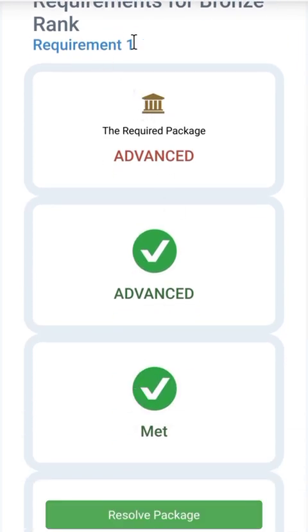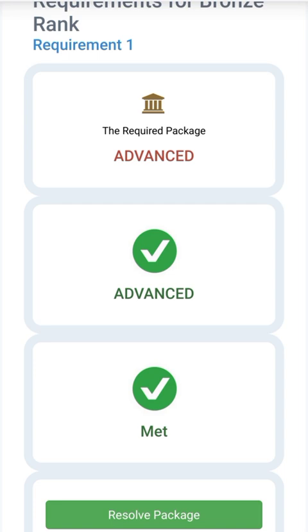Checking requirement one, for you to qualify for bronze, of course, I mentioned it in module 6 under Multistream Super Pay Plan, under upgrade: your first account needs to be on advance, then sponsor an account that is on standard on the left, and sponsor an account that is on standard on the right.